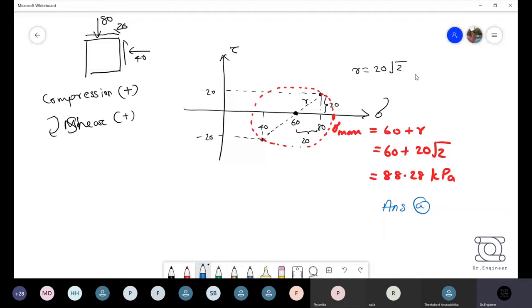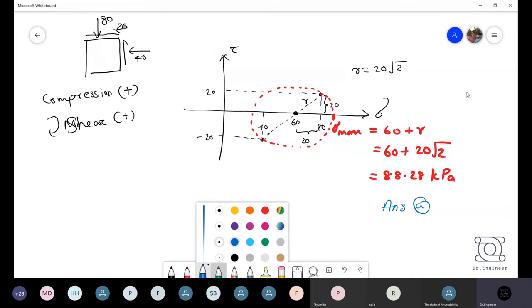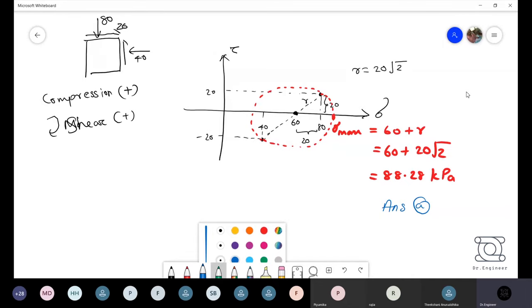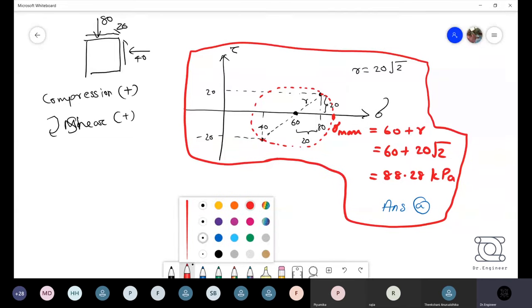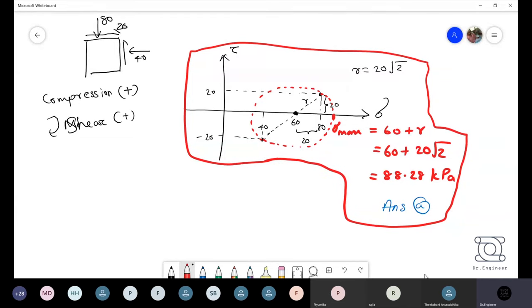Nice. So done. It's fairly simple. Anyone who is having an issue with my calculation, the only thing is you have to imagine this Mohr circle. This circle should be in your mind, so that this entire calculation is done without any writing. Anyone, if you have any issues, please ask now.